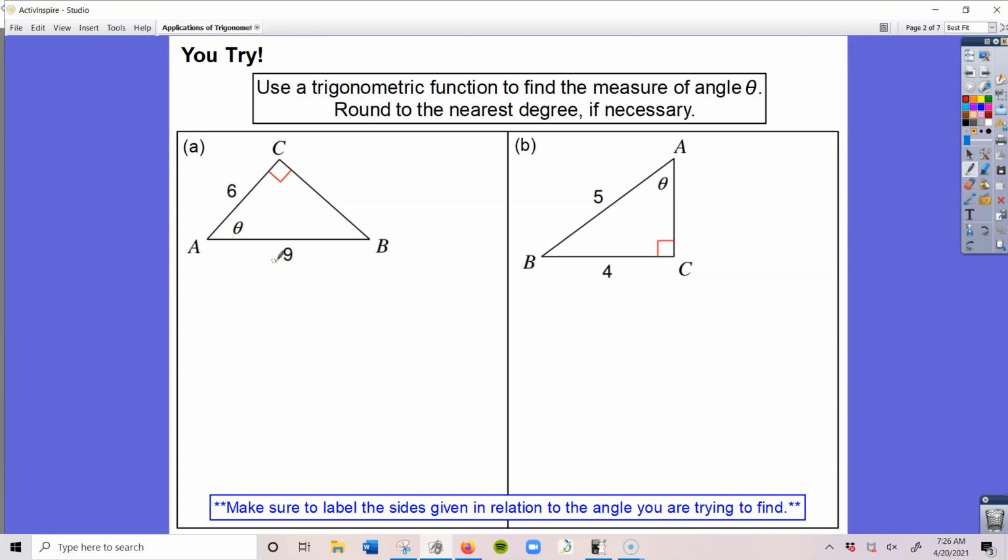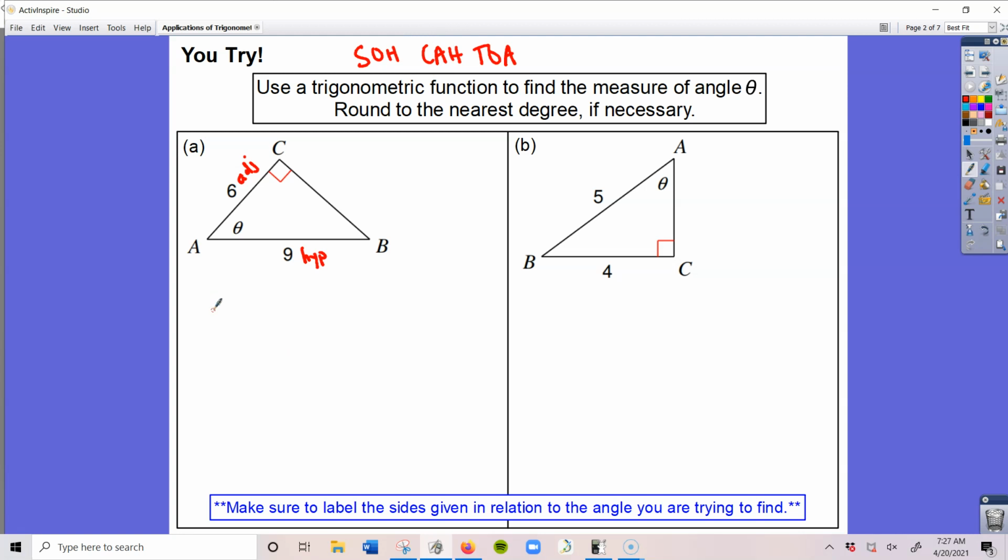Here we're trying to find angle A. So again, we're going to label what sides are given here. The side that is directly across, this is the opposite, which is not given. That means that the 6 is the adjacent. And the 9 is directly across from the right angle, so this is the hypotenuse. Now again, I'm going to write here SOHCAHTOA, so we can identify what trig function it is that we're using. Adjacent and hypotenuse uses cosine.